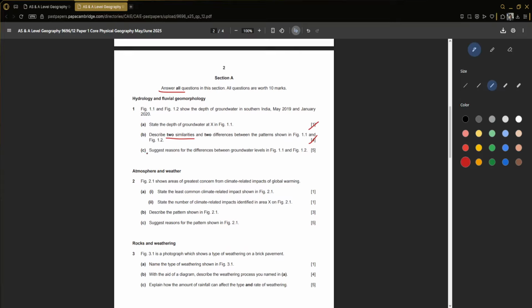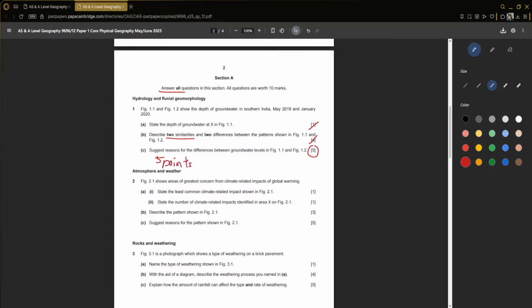For 1C, I also didn't do that well. I only got 2 out of 5 marks over here. But I'll give you some tips for you to get 5 marks, right? As you can see here, it's out of 5 marks. So what you can do is write 5 points.